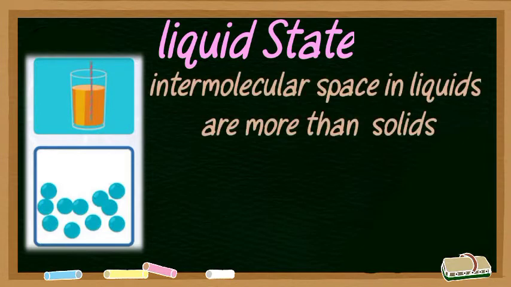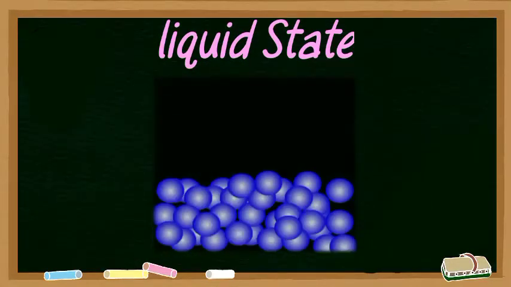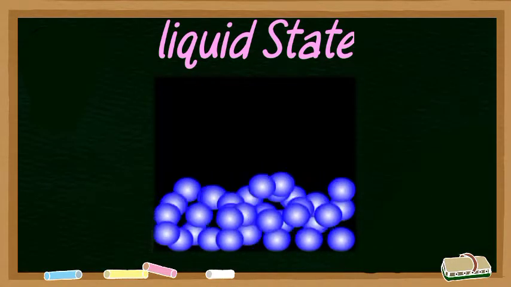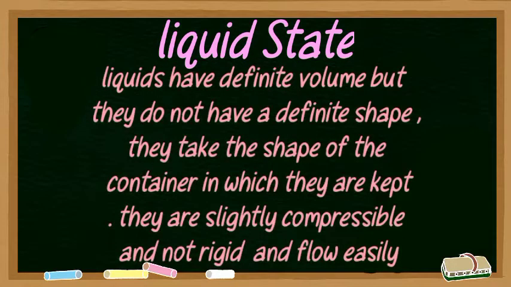In liquids, the particles, that is, molecules, are loosely packed or less closely packed than solids. That is, the intermolecular space in liquids is more than in solids. The force of attraction is weak in liquids, so it cannot hold the particles in fixed positions. They move from one position to another within the boundary of the liquid. Hence, the kinetic energy of particles of liquids is more than the particles of solids. Their movement within the liquid gives a definite volume to liquids. They do not have a fixed shape. They take the shape of the container in which they are kept.